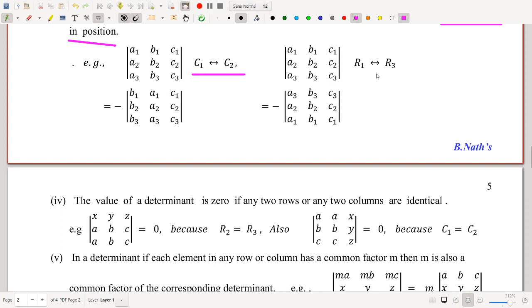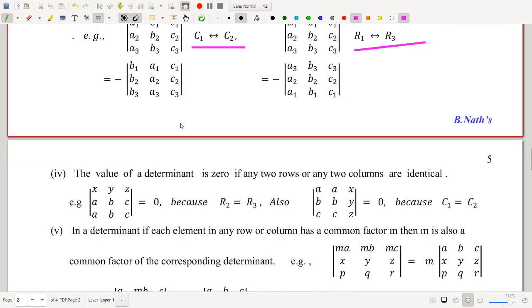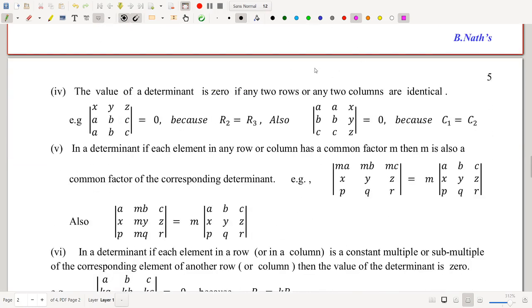So minus sign. And here R1 double arrow R3 means the first row goes to the position of the third row and the third row comes to the position of the first row. See, this is there, and also one minus sign is to be given. Very obvious. You can expand the right side. Obviously it will be the same as the expansion of the left side with a minus sign only. So left as an exercise.